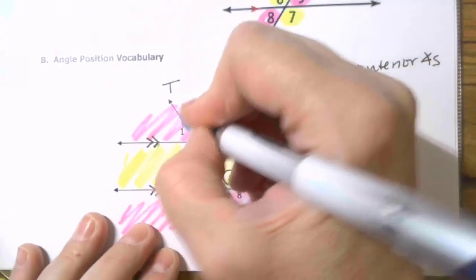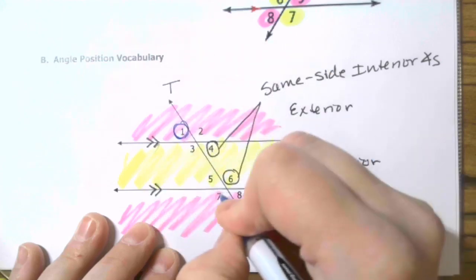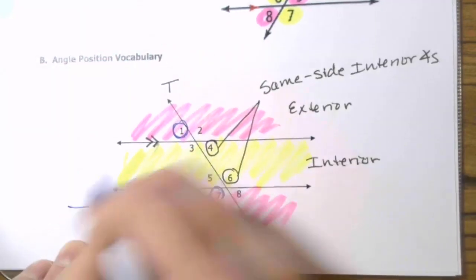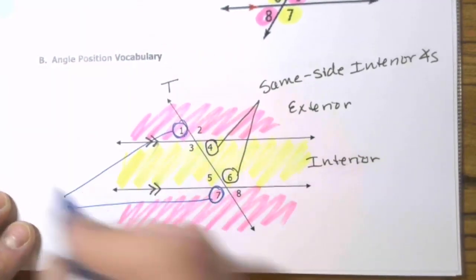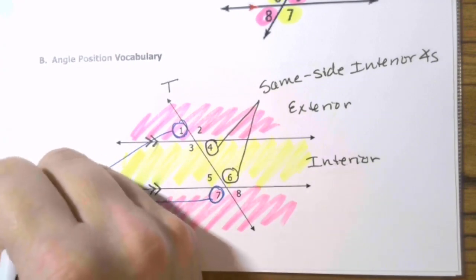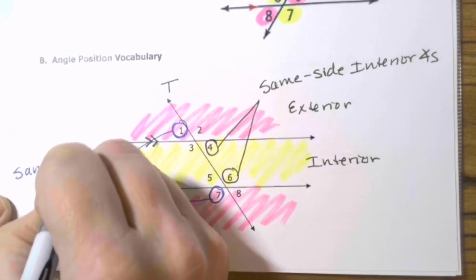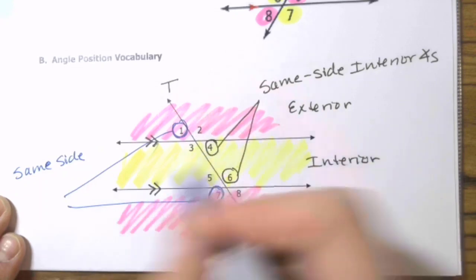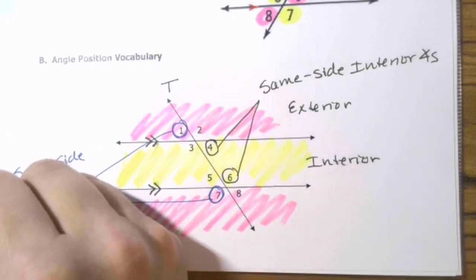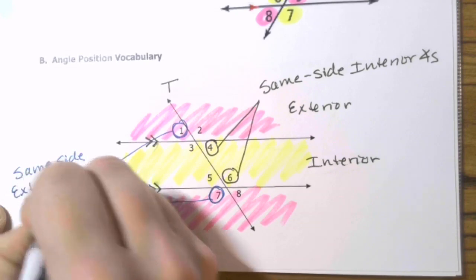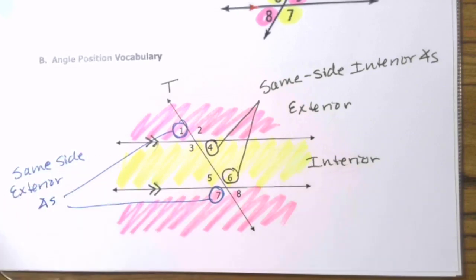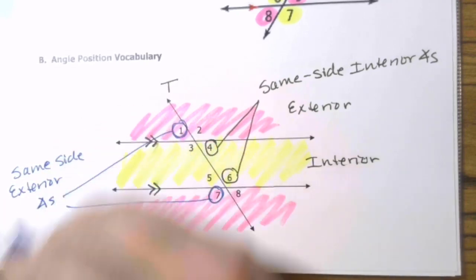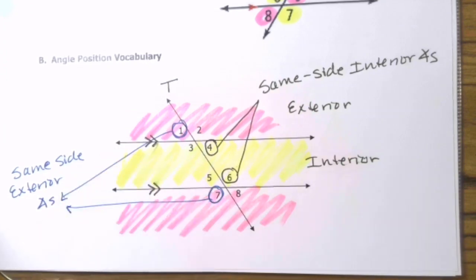1 and 7, let's do those 2. 1 and 7 are referred to as same side because they're both to the left of the transversal, and they're in the exterior part, so they are same side exterior angles. Same side exterior angles.